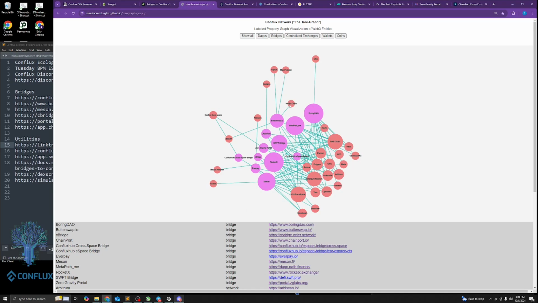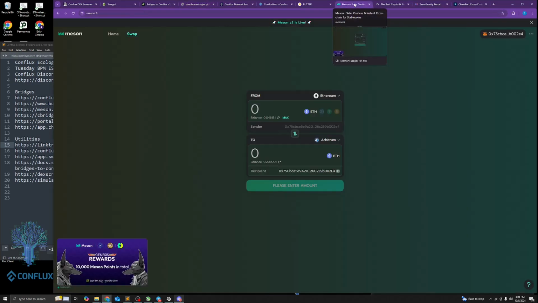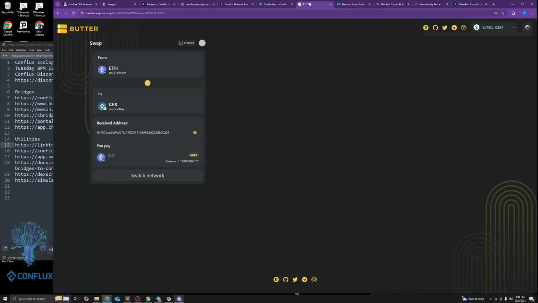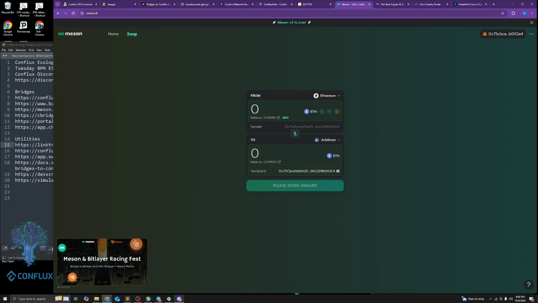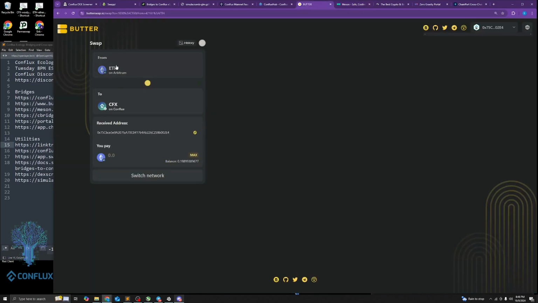But often, the best thing to do is just go through, like earlier, instead of going direct from Ethereum to Conflux, we just went Ethereum to Arbitrum on Meson, which was super cheap, and then we went Arbitrum to Conflux, which was super cheap.